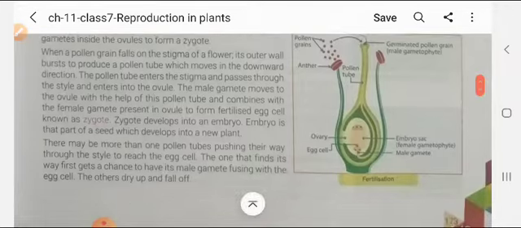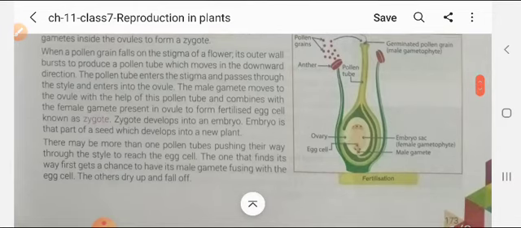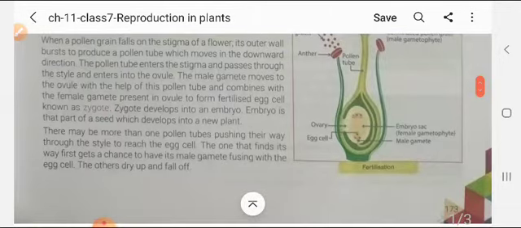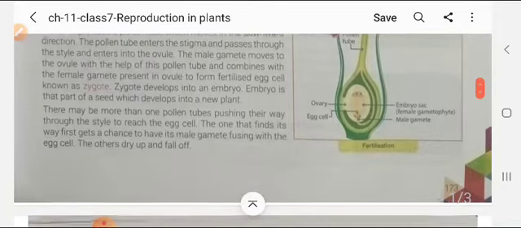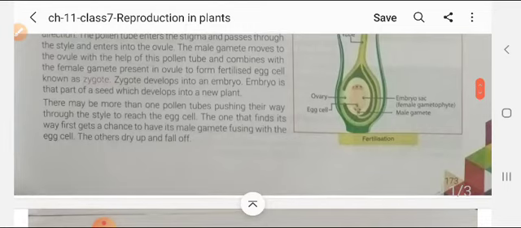The pollen tube enters the stigma, passes through the style and enters the ovule. The male gamete moves to the ovule with the help of the pollen tube and combines with the female gamete present in the ovule to form a fertilized egg cell known as the zygote.